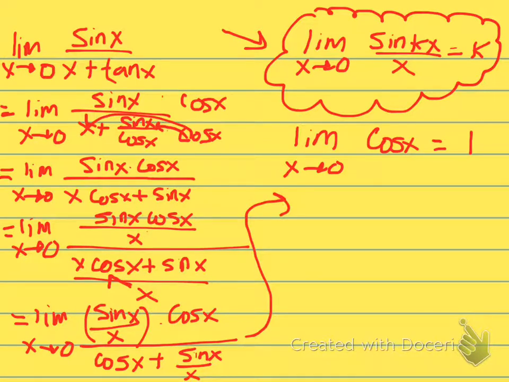Now, if you look at it, I have everything in terms of basically the two limits that I know here. So the limit of sine x over x, where k in our case is 1, is just 1. The limit of cos x individually is just 1. And on the bottom, the limit of cos x is also 1. And then the limit of sine x over x is also 1, where k is 1, so plus 1. So I end up with a limit of 1 over 2.